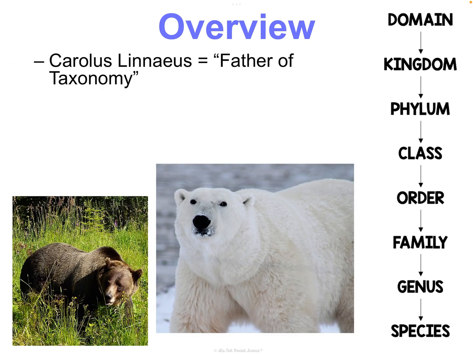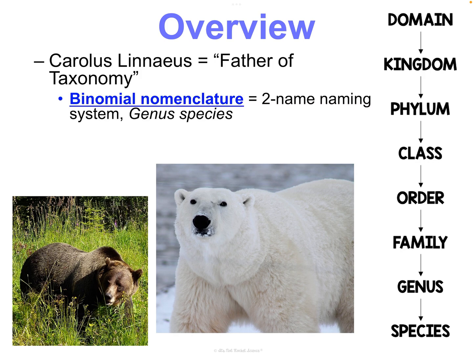So this dude, Carlos Linnaeus, is considered the father of taxonomy. He's the one that came up with binomial nomenclature, which means a two-name naming system. So whenever you name a species, you're going to have both its genus name and its species name in it. The last two on this little chart.